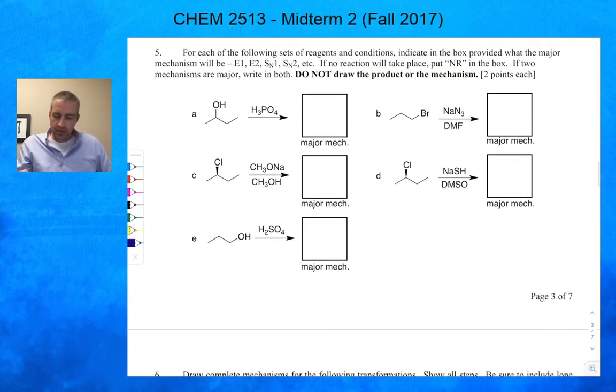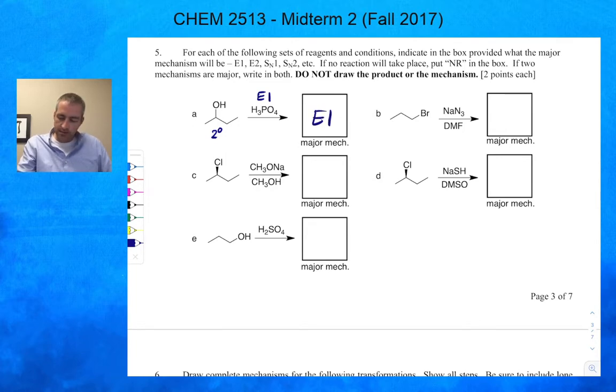For each of the following sets, indicate the major mechanism. So this first one, A, we have a secondary reacting with phosphoric acid. So phosphoric acid is a strong acid or borderline strong acid which does not have a strong nucleophile with it, so this will promote elimination, and secondary alcohols can make carbocations, so they'll go by E1.